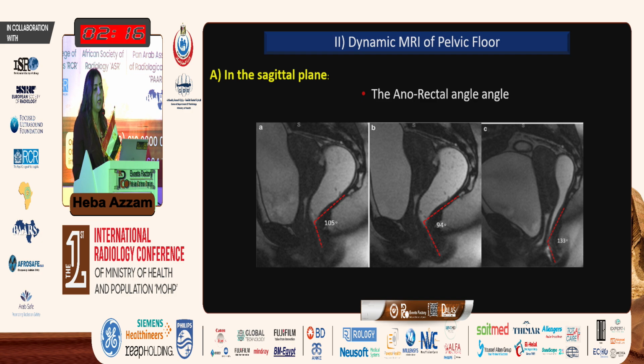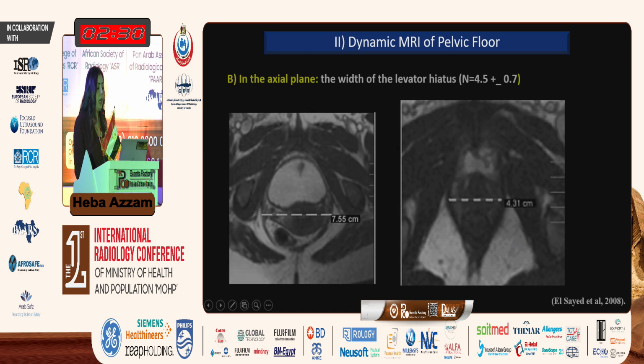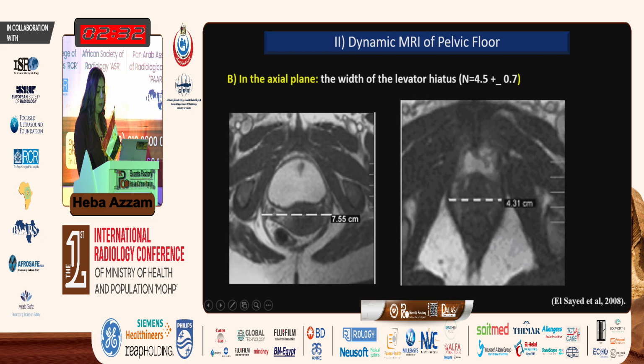plane, we can assess the anorectal angle, which during rest should be between 90 and 120 degrees. During straining, it becomes more acute, and during defecation, it becomes more obtuse, allowing the defecation. In the axial plane, we assess the width of the levator hiatus during rest and straining. In cases of pelvic floor dysfunction, there is ballooning of the hiatus.